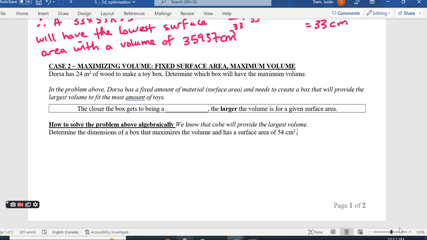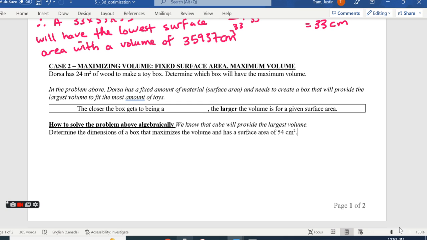with what I have. Okay, so Dorsa has 24 meters squared of wood to make a toy box. Determine which box will have the maximum volume. In the problem above, Dorsa has a fixed amount of material, surface area, and needs to create a box that will provide the largest volume to fit the most amount of toys.